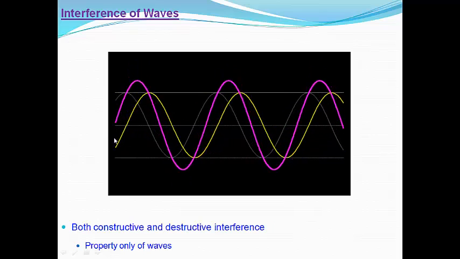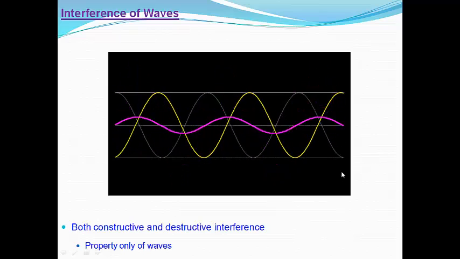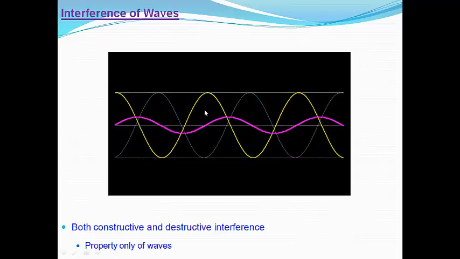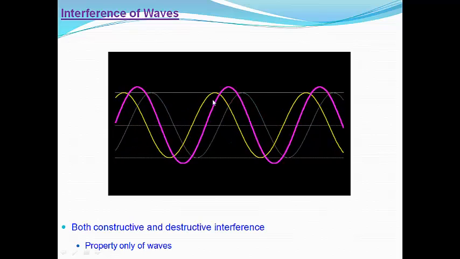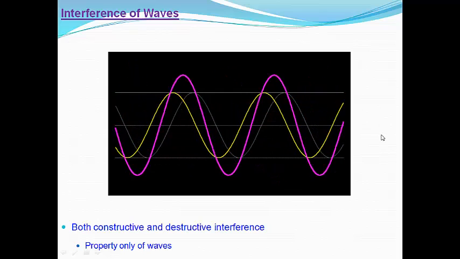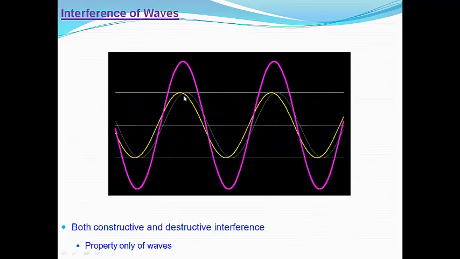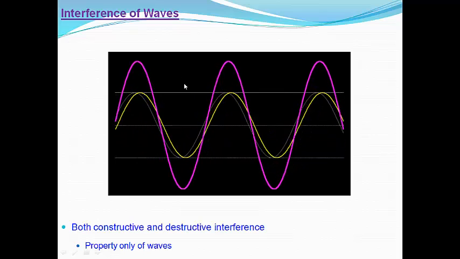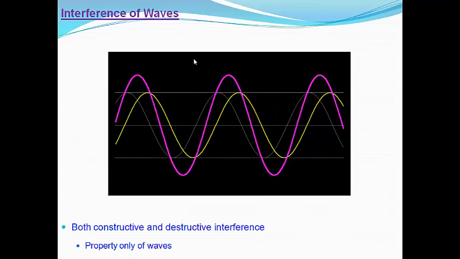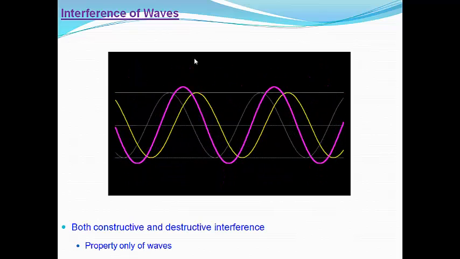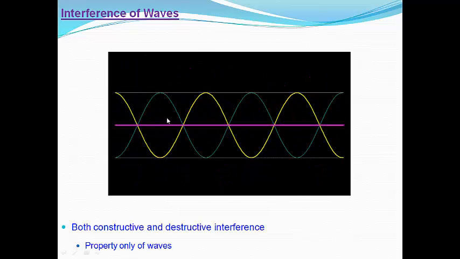Here we have two waves: this gray wave moving towards the left, and this yellow wave moving towards the right. And notice what happens when two peaks overlap. At this point, two peaks overlap, and we have maximization, or the amplitude becomes greater for the resultant wave, showing a maximum that is much higher, or an amplitude that is greater. The resultant wave is the pink wave.